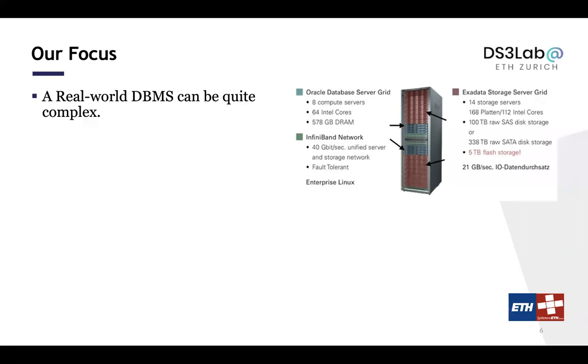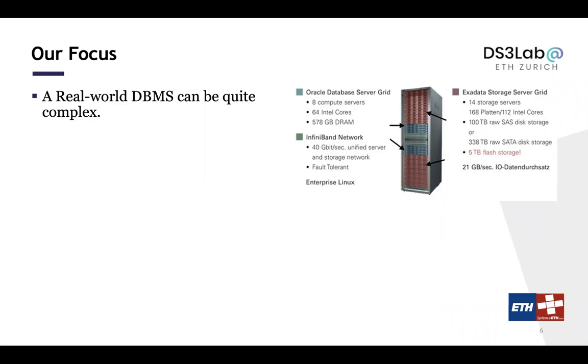Like in this machine, I think there are 5 different computer servers, right? You have maybe 64 cores, you have half a terabyte of memory, right? All of them will work together to store your information. And all those machines are connected with a really fast network.